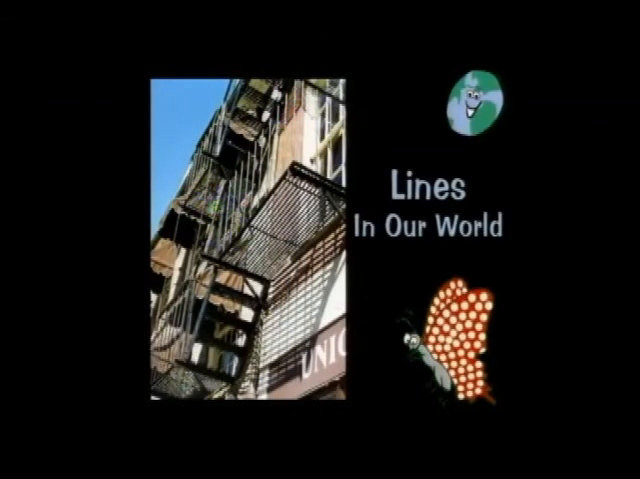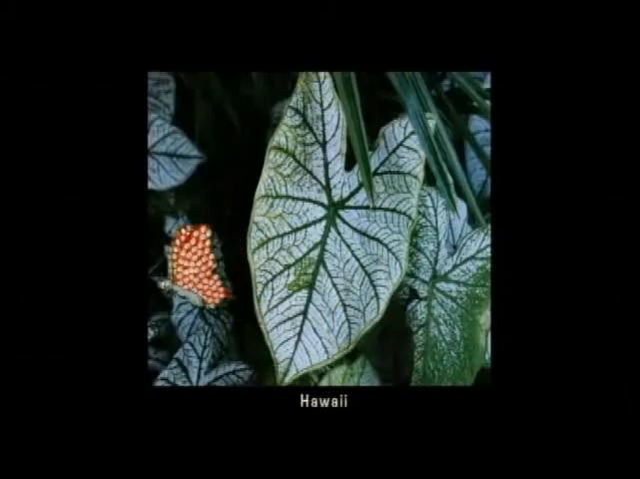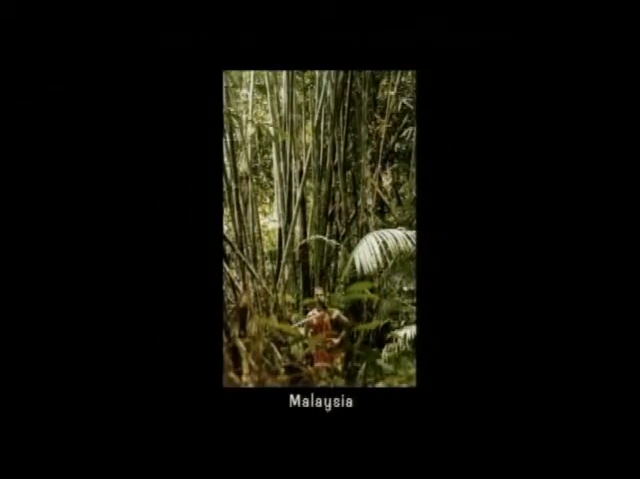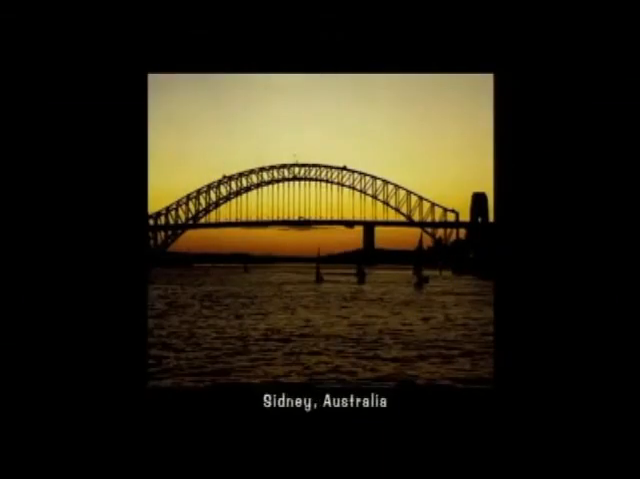Lines exist everywhere in our world. Look closely at a leaf to see the delicate lines of the veins which form intricate patterns. Bamboo trees make strong vertical and diagonal lines in the jungle. The graceful lines of the tree are reflected in the still lake. Vertical, diagonal, and curved lines of the bridge are silhouetted in the sunset.